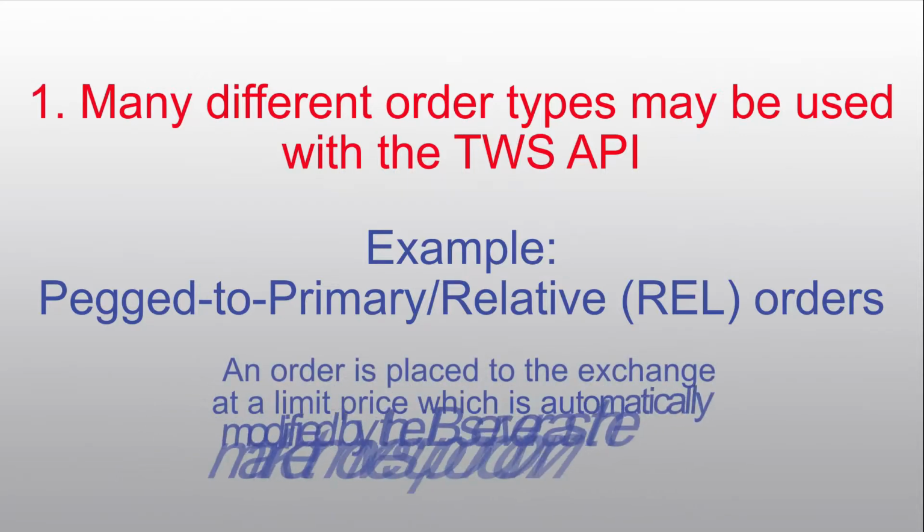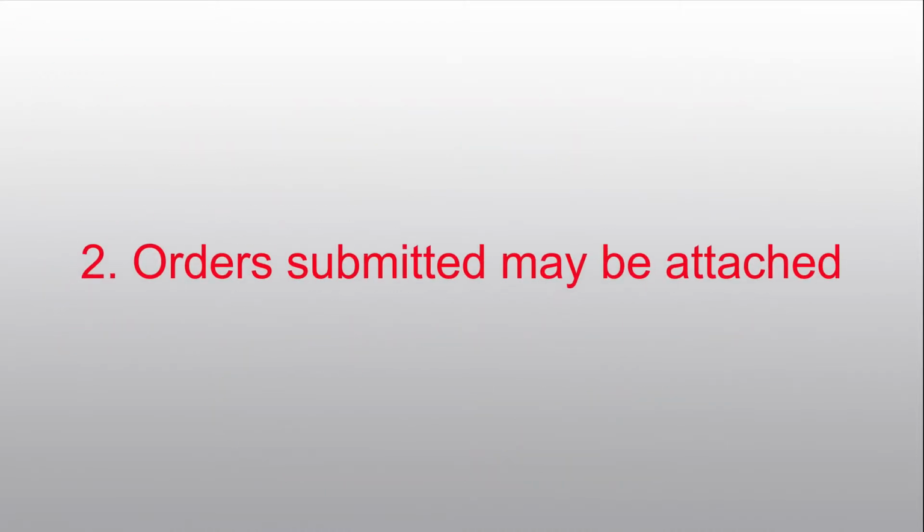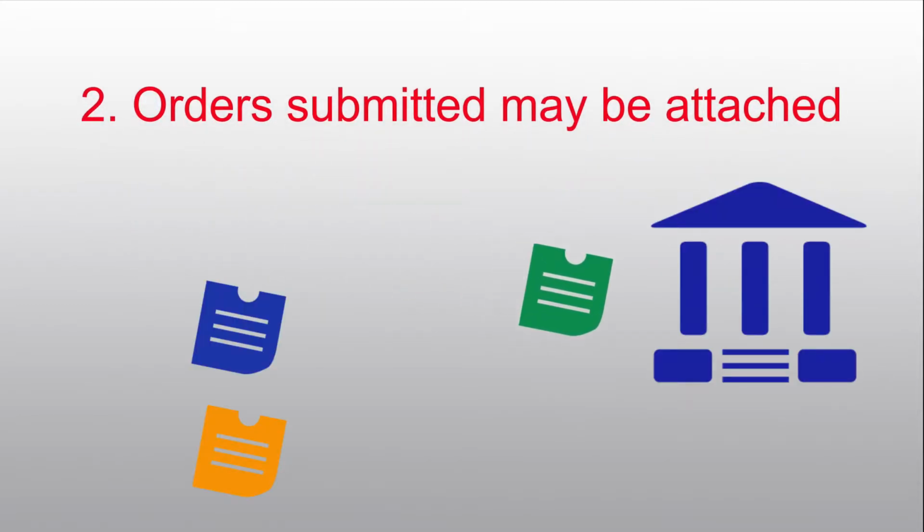In this order type, an order is placed to the exchange at a limit price, which is automatically modified by the IB server as the market moves up or down. Second, that orders can be submitted to the IB server such that they are attached to one another. That is to say that only one order is placed to the exchange and that the other orders or order are held back until the first order executes.